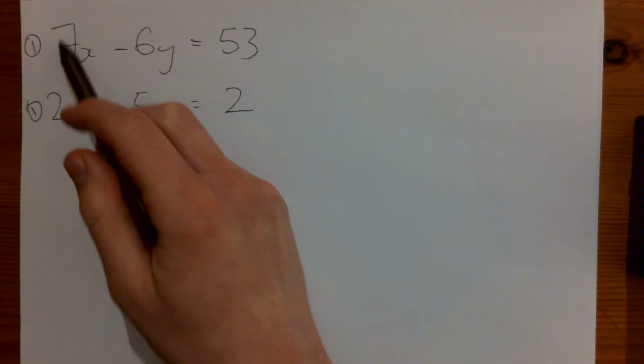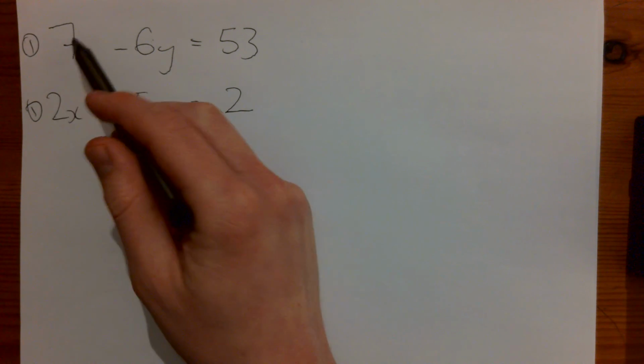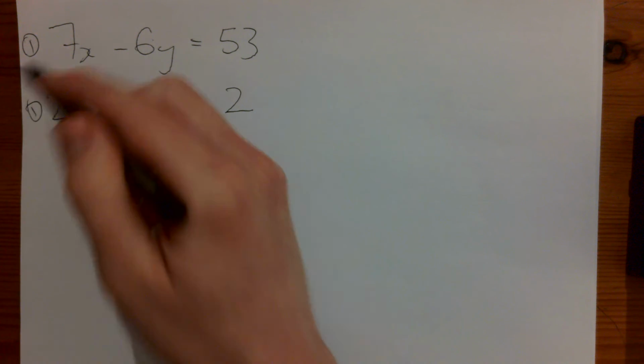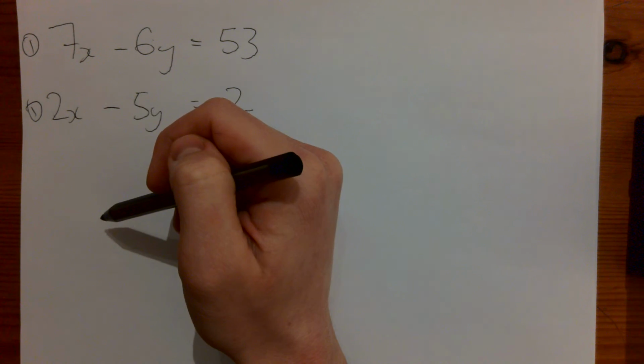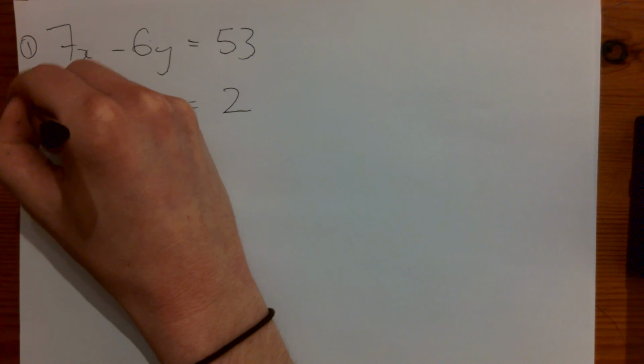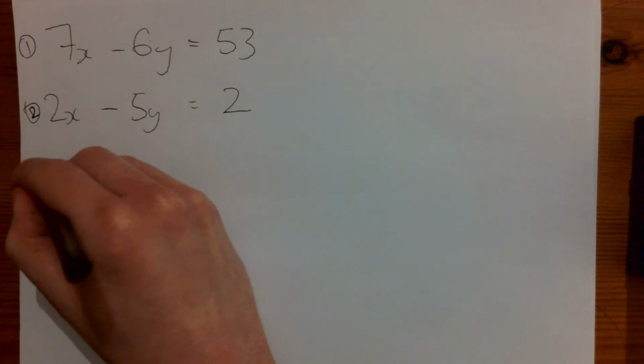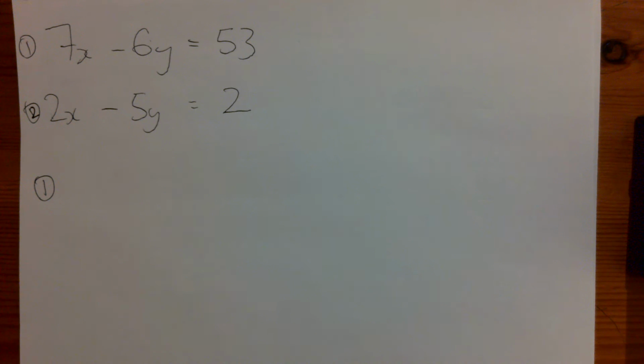I'm going to choose to match the x's up because they're both positive, and I personally think it's less fiddly to make the nicer ones match up. So I'm going to multiply up both of the equations to make them 14x. So if I want to make equation 1 14x, I'm going to need to multiply it through by 2. So have a go at that now if you're doing this step by step with me.